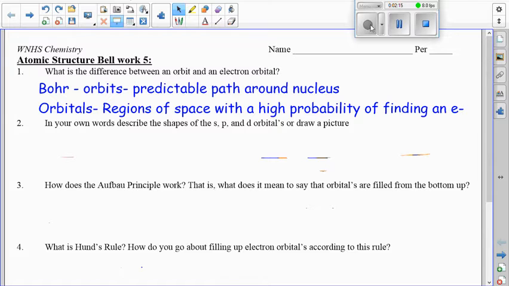What are the different shapes? Let's see here. For S: sphere. Sphere, right? You can think of S as a sphere, just like a ball, basically. It's the shape of an S orbital.